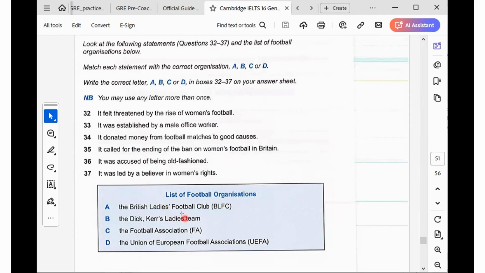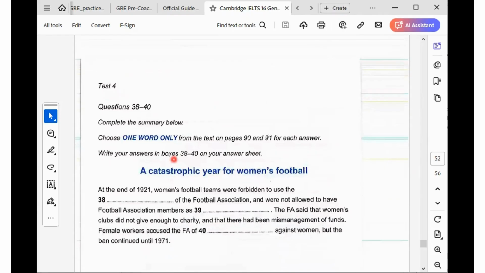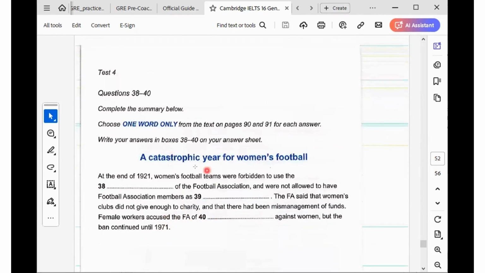This is what we call matching features. These are names of organizations, so we are matching organizations with these statements. Then we have gap filling. Let me solve these gap filling questions first.